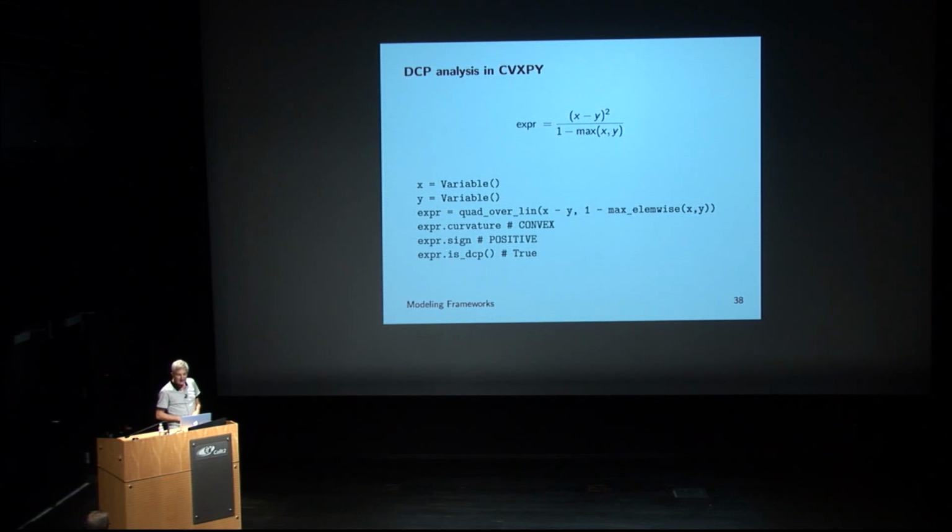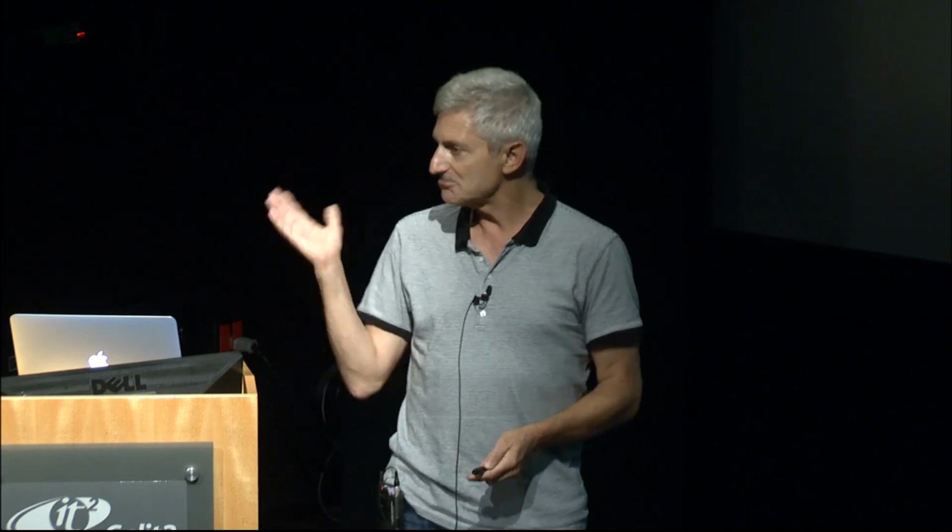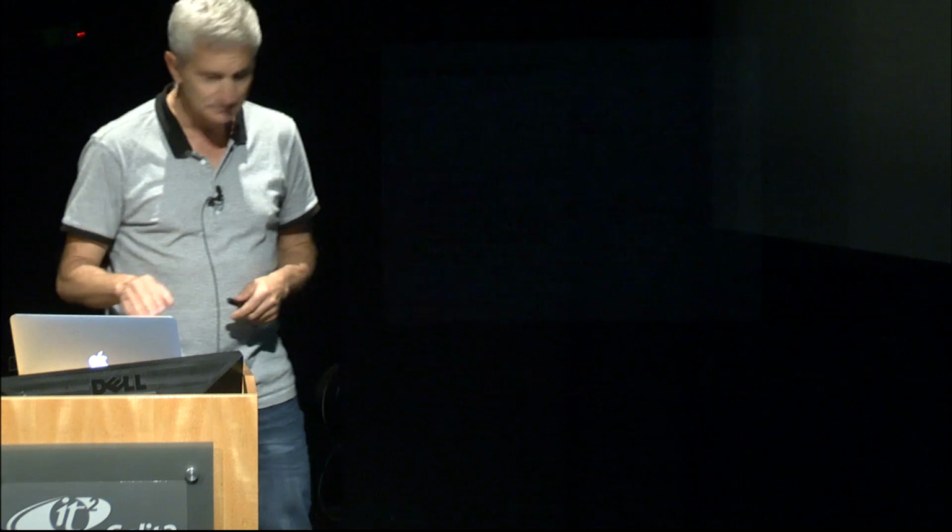Okay. And DCP analysis, everything works outside of a problem. So you just say x is a variable, y is a variable. I form an expression, which is this thing. This was our example before. Then you call the curvature method on the expression, and it'll come back and say it's convex. You can call the sign method on it, and it'll say it's positive. And then you can say, is it DCP, which is, is it known to be either convex, concave, or affine? And it will say, yep, it's true. So all of this you can do there.